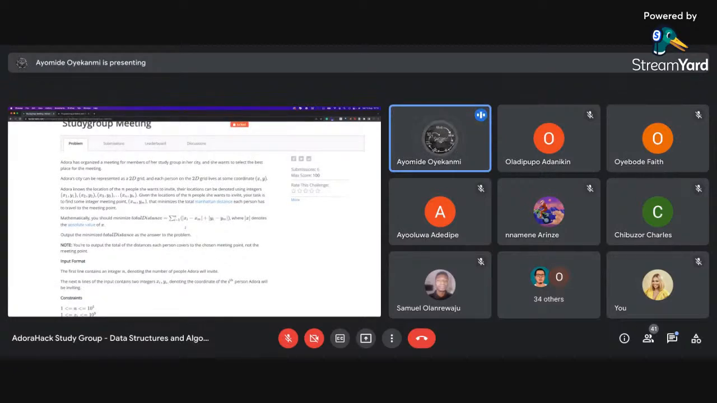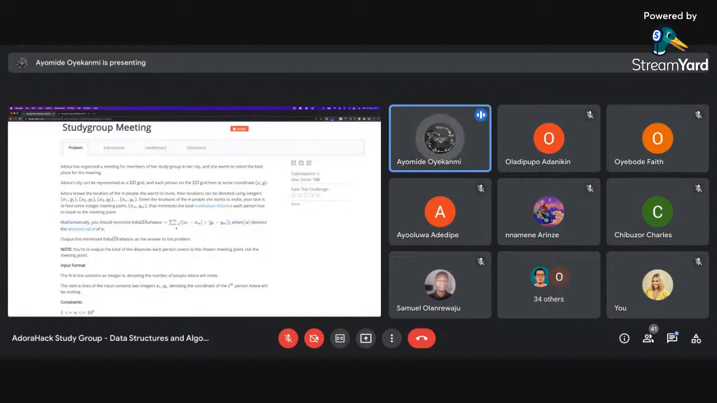Okay, I see. So the total distance is the total distance that everyone Adora is inviting would need to travel, right? So that makes sense. When you find the meeting point (xm, ym), you should find the total distance that everyone has to travel. So what is the distance the first person has to travel, plus the distance the second person has to travel, plus the third person, and so on until you get to the last person. And then you return that total distance.